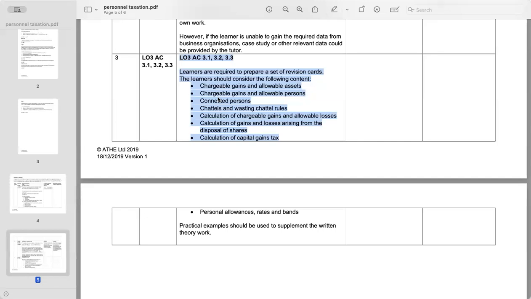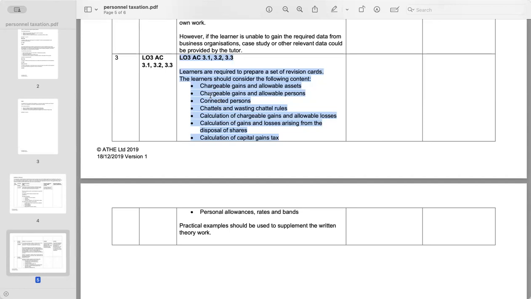Allowable persons and connected persons. Allowable persons are individuals or entities that are liable for capital gains tax on chargeable gains. This includes individuals, trusts, and certain types of companies. Connected persons are individuals or entities with a close relationship, such as family members or business partners. Transactions between connected persons may have specific tax implications under capital gains tax rules.